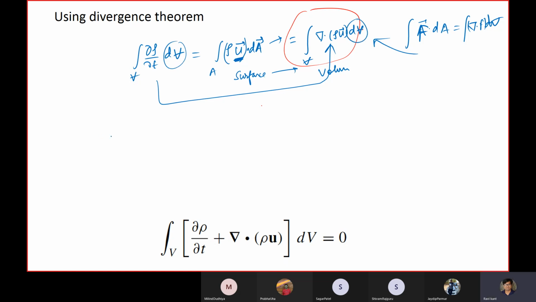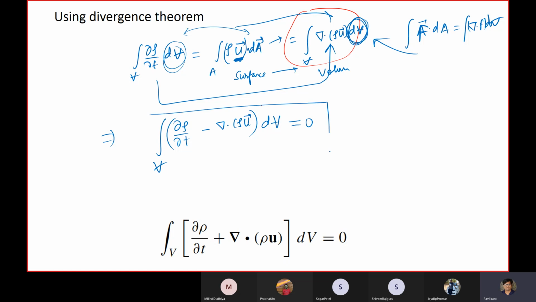Now you can actually integrate things on a common platform. Right now you cannot subtract it, but now you can subtract it since you have a dV term here and dV here also. So get it back to the left side. So ∂ρ/∂t minus ∇ · (ρu), and the whole dV, integrated over the whole volume, is equal to 0. Okay, so this is the form.